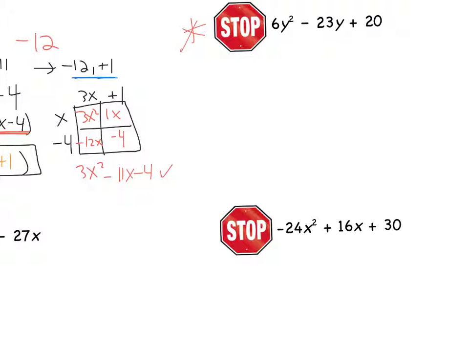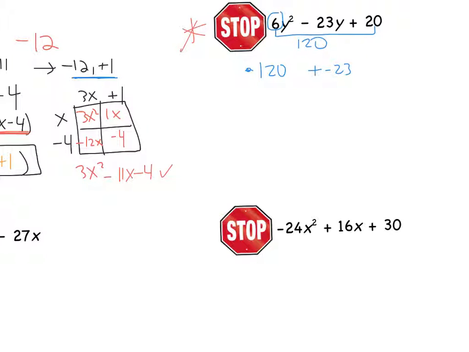Okay, let's see how we did. Now, because we have 6y squared instead of just y squared, we have to split the middle. You're going to multiply 6 and 20 to get 120. Now, you're looking for two numbers that multiply to 120 and add to negative 23.